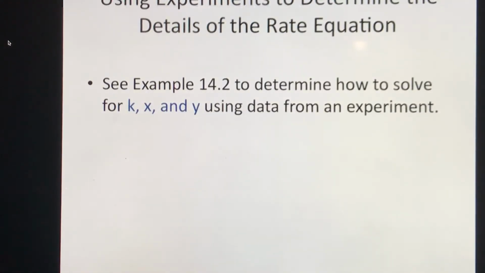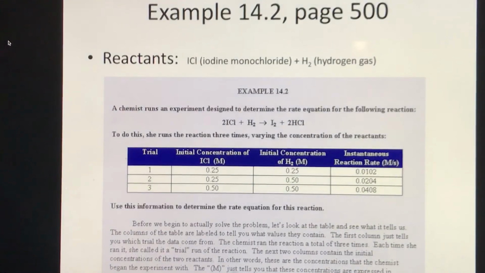All right, and so now we're going to move on to another example that is going to involve some more calculations. And so you can get your calculators ready if you don't have them out. And we'll be solving for the rate constant K and those exponents X and Y. So let's look at this example.